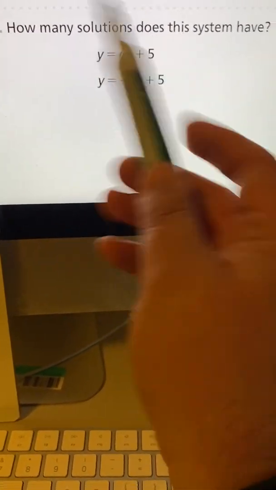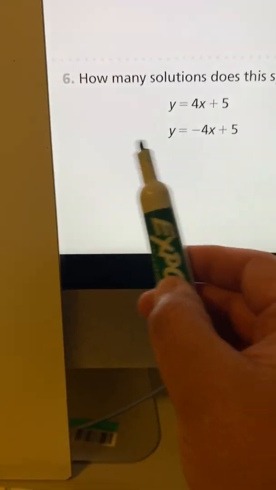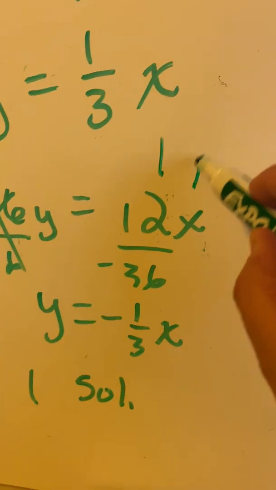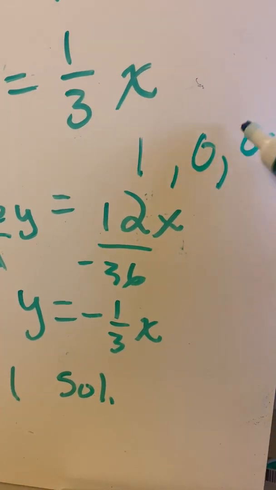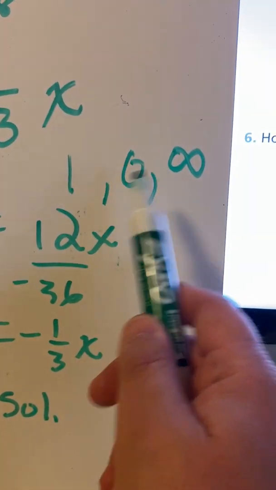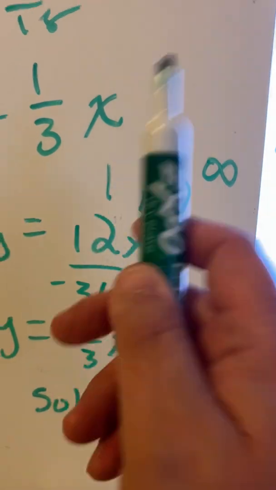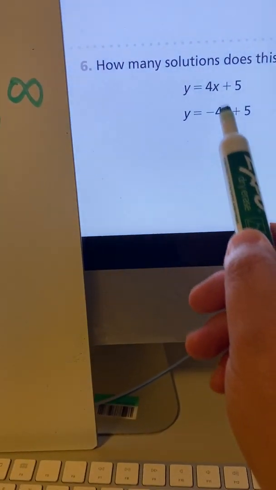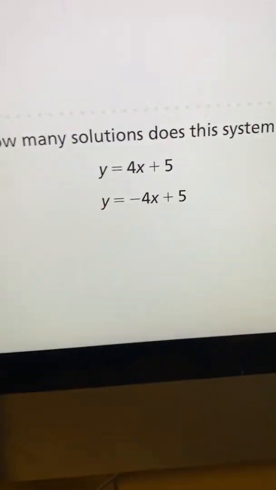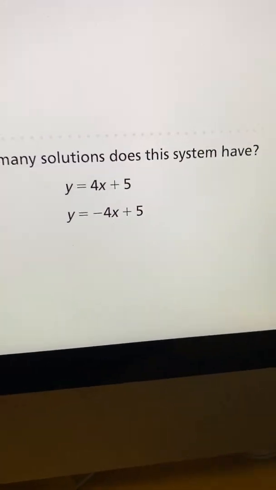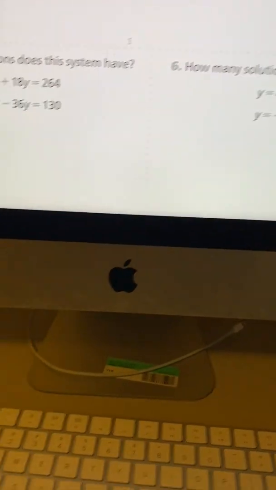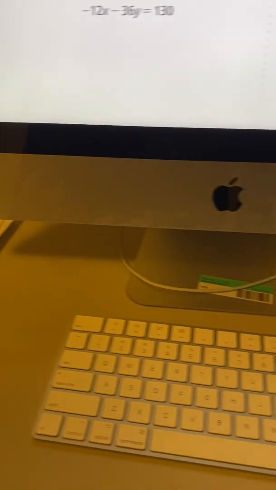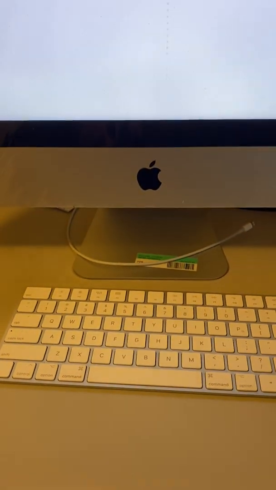I'm looking at how many solutions. It doesn't ask me what the solution is. It asks me how many solutions. It's either one, zero, or infinite. Okay? Zero and infinite have to have the same slope. One doesn't matter. They are not the same slopes. They're close, but no cigar. They are not. So this one, one solution. This one, one solution.